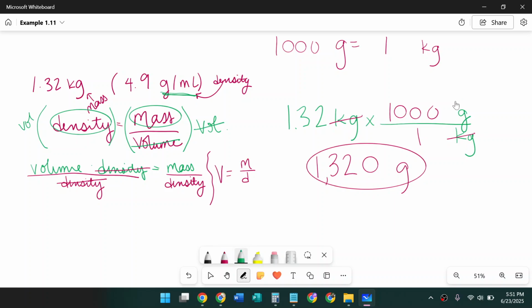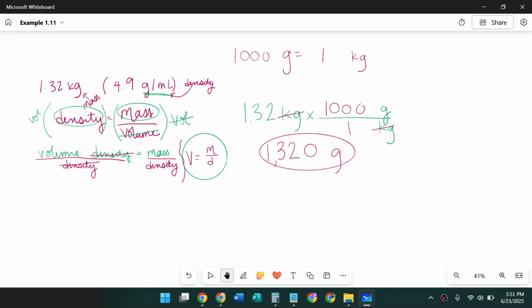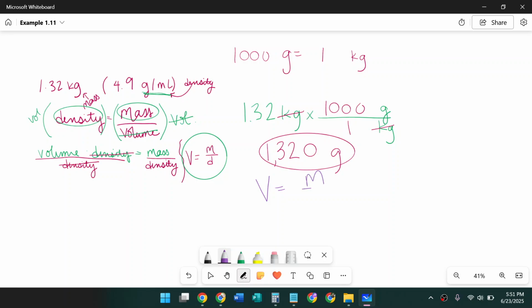Now we're ready to use the formula that we converted and put in our numbers because we now have grams and that matches grams per milliliter. All right, so let's see if I can move this so you can see everything. Let's change pen colors. All right, so volume equals mass over density, and our mass is in grams and our density is in grams per milliliter. And that may be a little confusing why the grams cancel, but remember when you have a fraction, that's really like you're dividing.